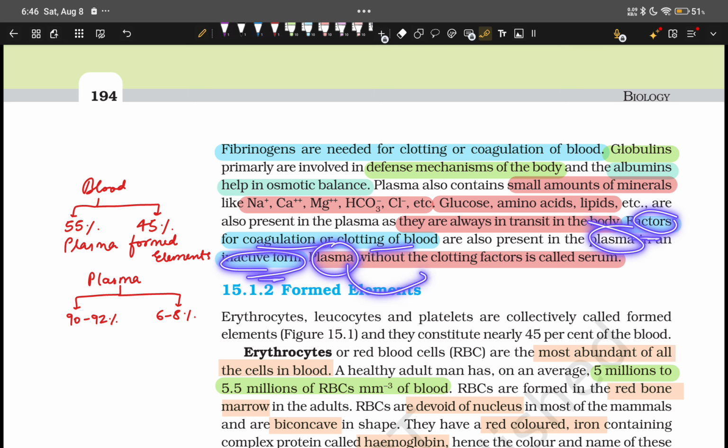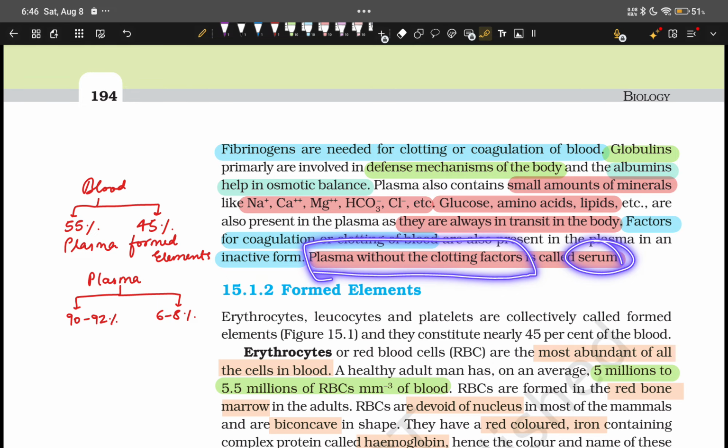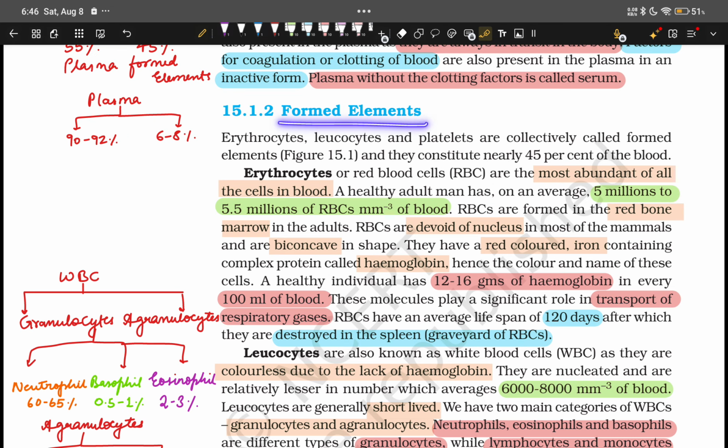If plasma is collected without clotting factors, then it is called serum. Means plasma without clotting factors is called serum. We have formed elements like erythrocytes, leukocytes and platelets, which constitute 45% of the blood. Means 45% of the blood is formed elements.